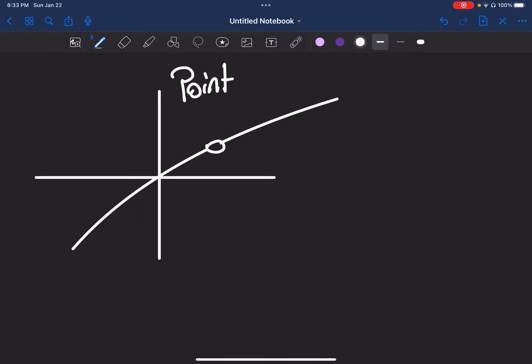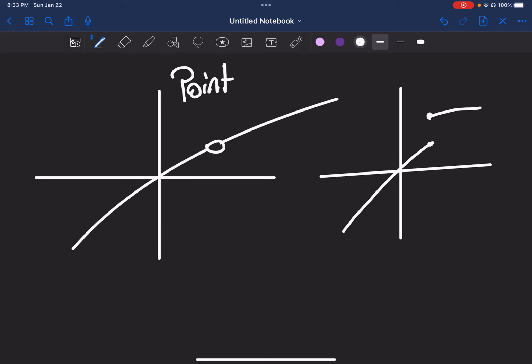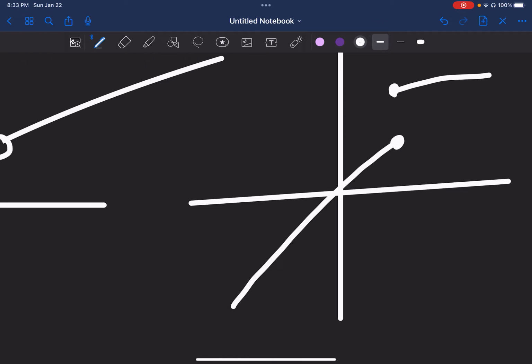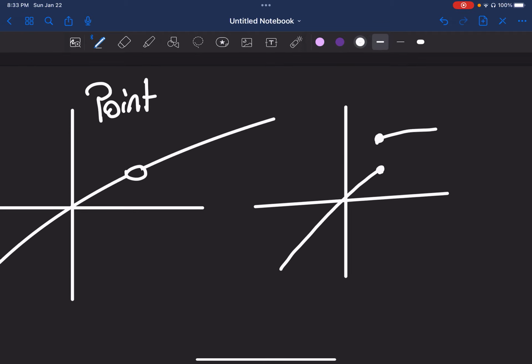Now, there's another type of discontinuity. If you had a graph and you were right here and then you just randomly jumped up to here, this is called jump discontinuity.